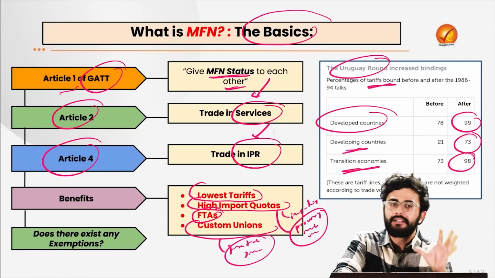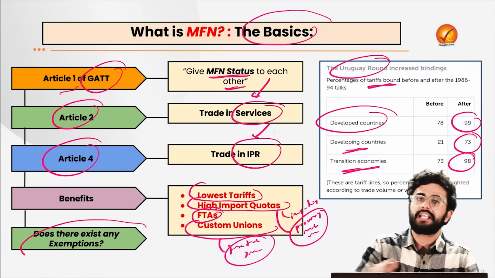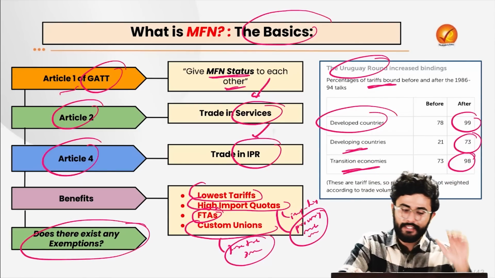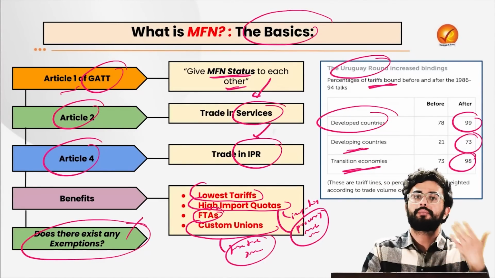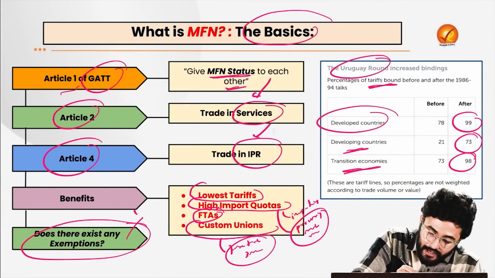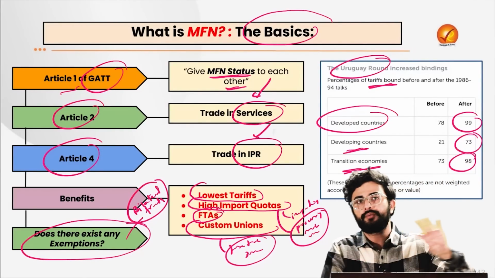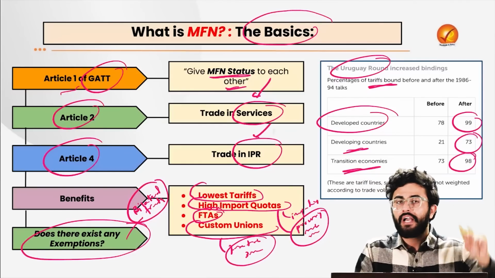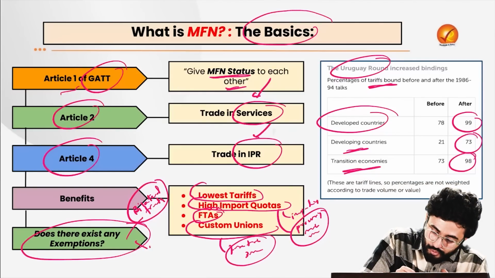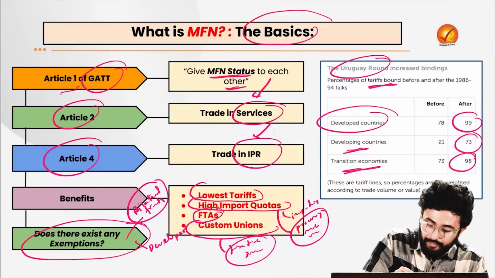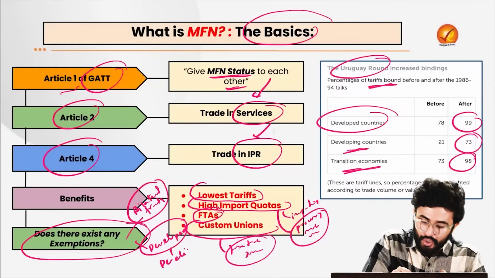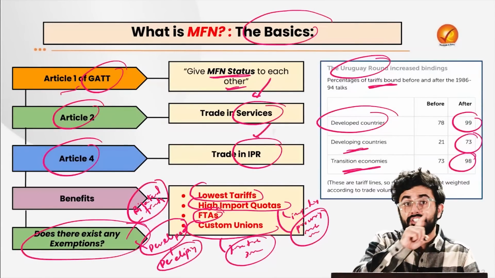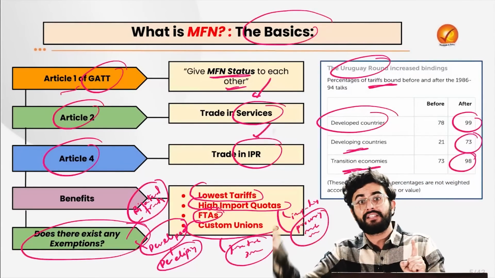Now, does there exist any kind of exemption from this MFN status? The answer is absolutely yes, because obviously we cannot violate the sovereignty of a nation. So a nation is obviously free to sign any kind of bilateral treaty, and that bilateral treaty can put certain provisions of MFN aside. Second, the developed nations have the power to provide preferential access or preferential treatment to the developing nations. So for example, the Generalized System of Preferences which was provided by the US to our country.